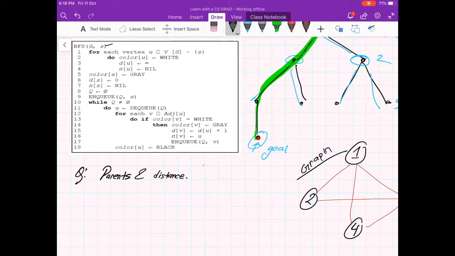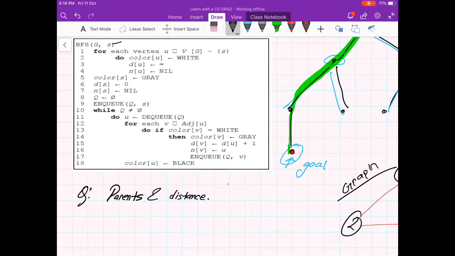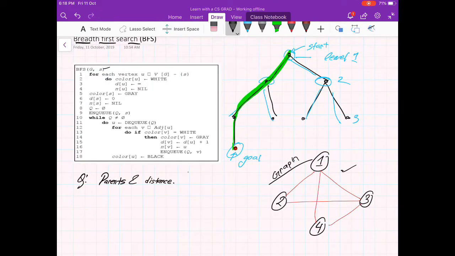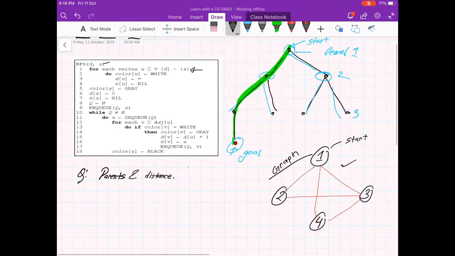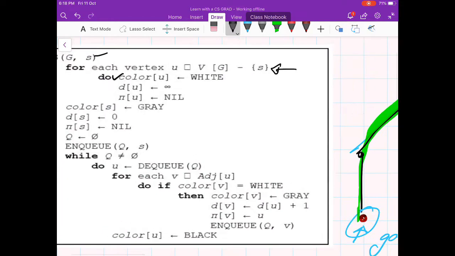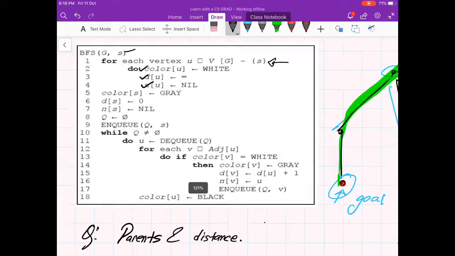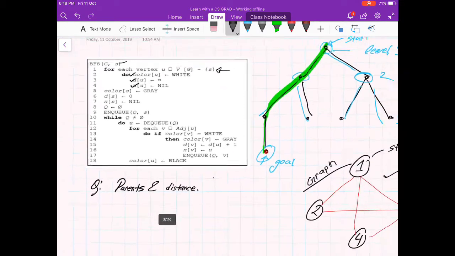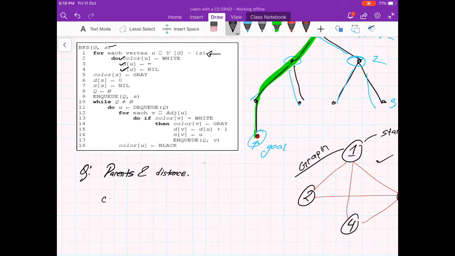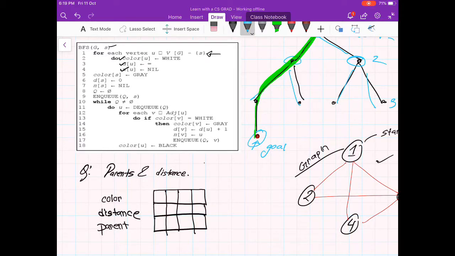This is the function called BFS(G, S). G and S are the parameters. G is the graph that we are working with, and S is the starting node. Here 1 is the starting node. For each vertex, this line basically tells you that we would be going through all of the vertices, and here there are three arrays that we need to define and put values in. So let's write these down. I've written all the arrays here.